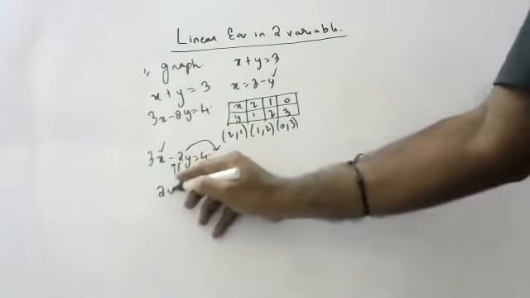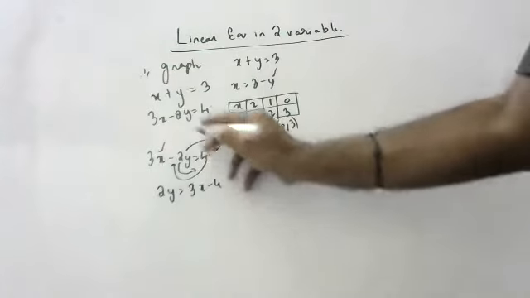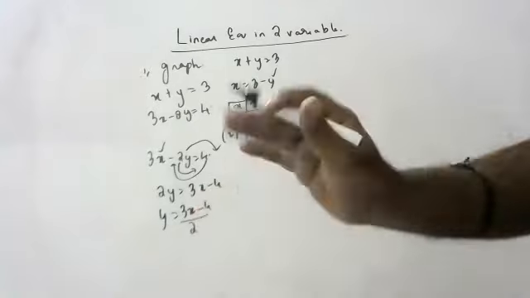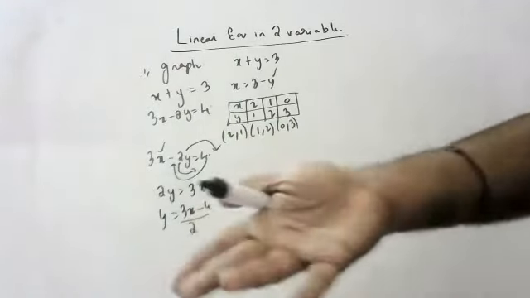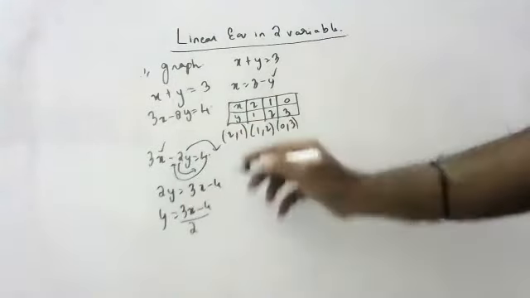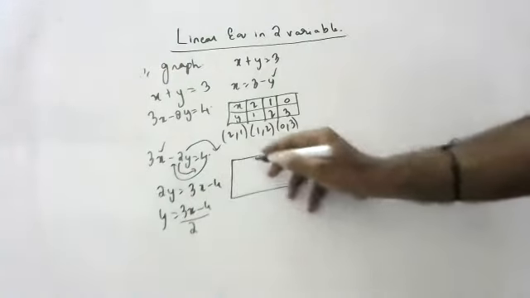See, 2y is equal to 3x minus 4. This I got here, this I took here. y is equal to (3x minus 4) by 2. Children, if it is possible, always keep 2 or 5 in the denominator. If it's not possible, 3 also we can keep, but you have to think. Okay, so now again the same, we will find coordinates.